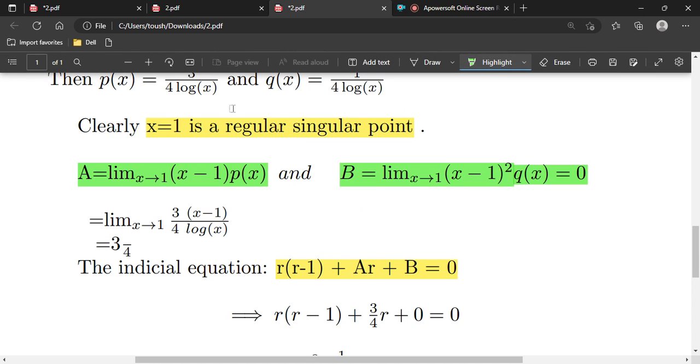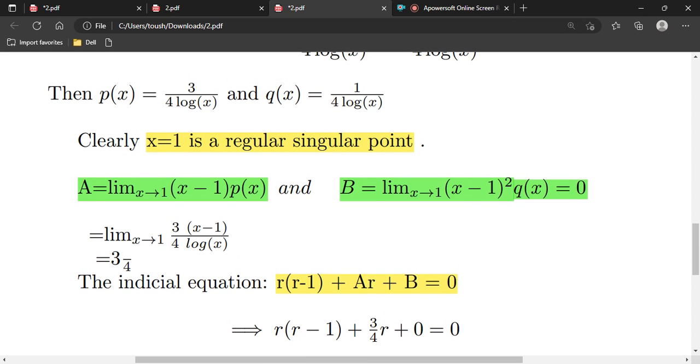Okay. So can you see that at x equal to 1, p(x) is not defined and also q(x) is not defined? That means p and q both have a singularity at x equal to 1. Yes. Now do check that after multiplying x minus 1 with p(x) and putting the limit x tends to 1, is this limit finite or not? If it is finite, do check for q(x). Multiply (x minus 1) whole square with q(x) and put the limit x tends to 1. Check whether this is giving a finite value or not.